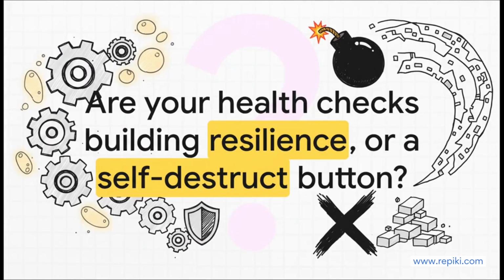So I'm going to leave you with this one question to think about for your own systems. Take a hard look at your current configurations. Are your health checks truly building resilience, really enabling that self-healing power? Or are they a ticking time bomb? Just a self-destruct button waiting for the right dependency to have a bad day? As we've seen, the difference between the two is all in the details.